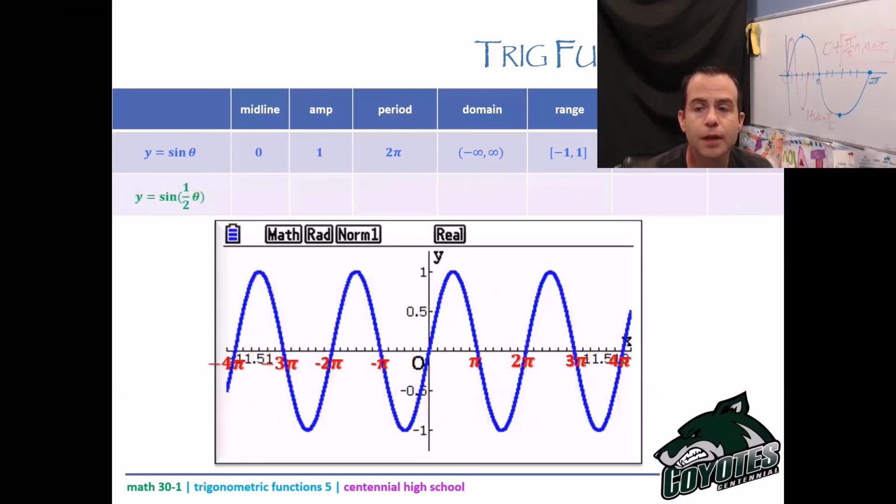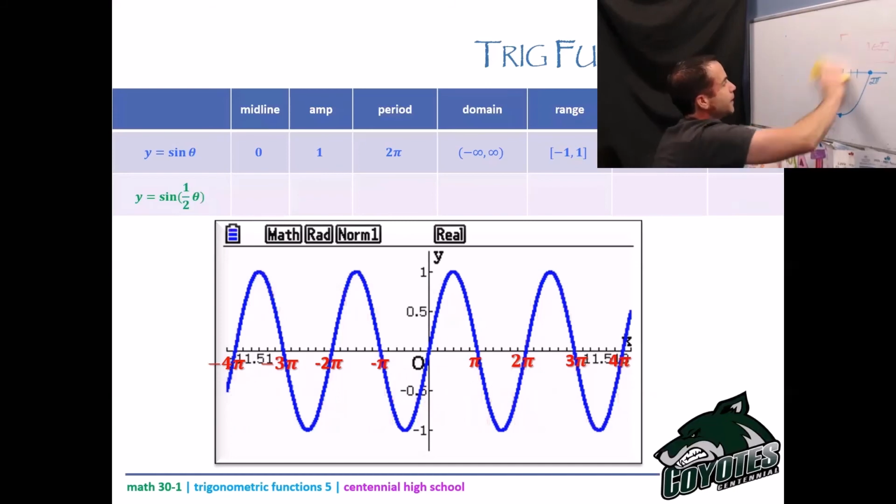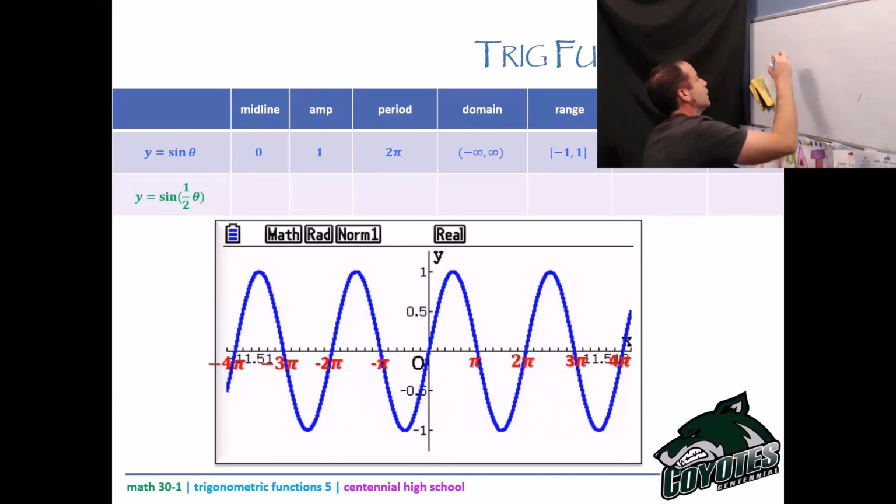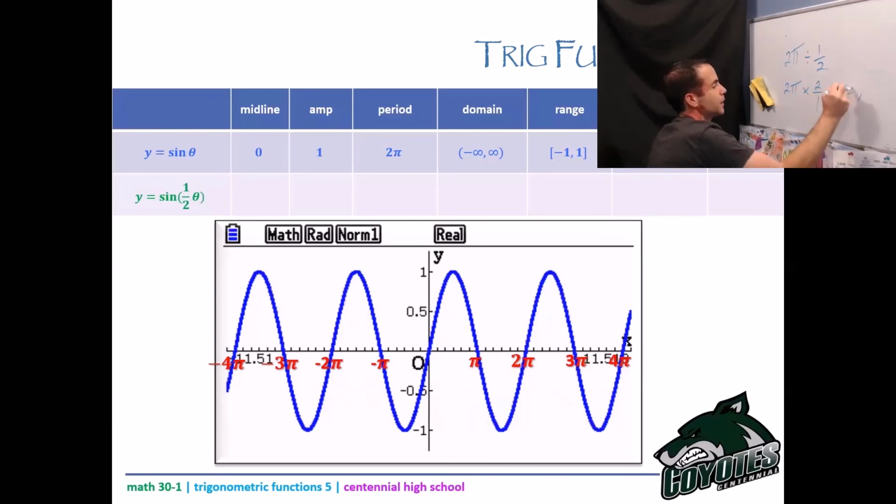All right, so now we're going to try sine of 1/2 theta. So now my b value is 1/2, which means it's a horizontal stretch of 2, okay? From the perspective of a period, my standard period is 2 pi, and my new period will be 2 pi divided by b. Well, 2 pi divided by 1/2 is the same as saying 2 pi times 2 over 1. So my new period is 4 pi. Okay?